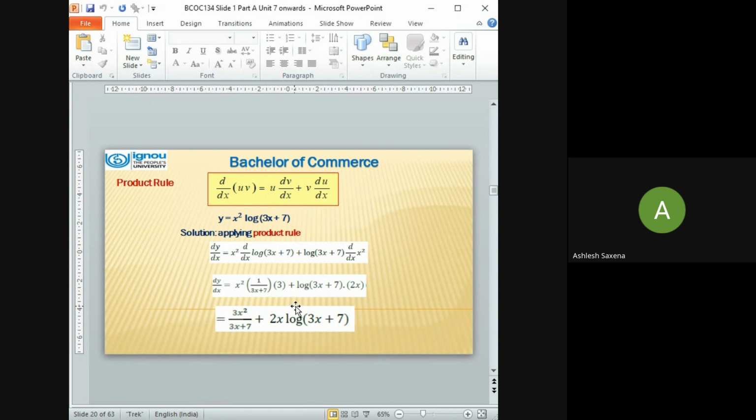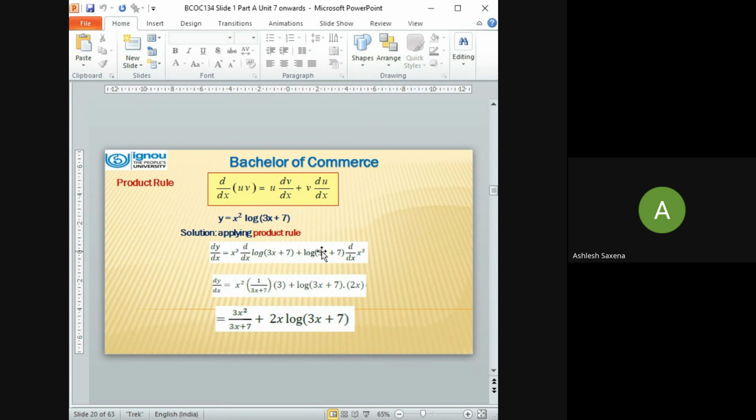You have to differentiate log x, and you have to differentiate x till you get it to power 1. I'm just repeating: 1 by x into the derivative of x. So that is in the case of log x. This is log 3x plus 7. What will happen? It will become 1 upon 3x plus 7 into the derivative of 3x plus 7. The derivative of 3x plus 7 is 3 only.